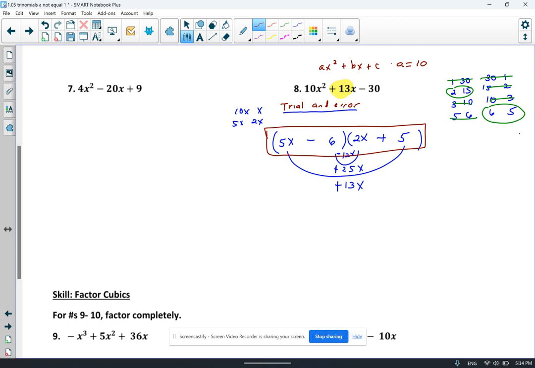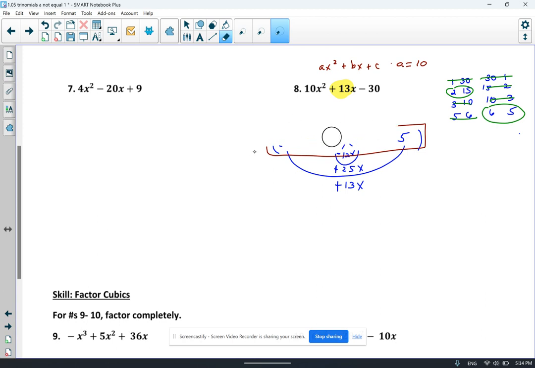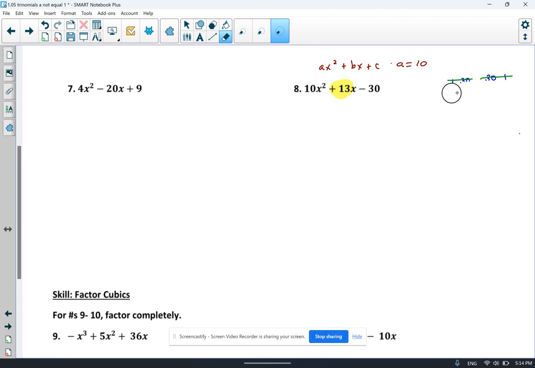The other technique that I'm going to do, and I'm going to erase this just so you can see, is the split the middle technique. Now, the split the middle technique is a routine, and some people don't like it because there's lots of steps to the routine. You may like it better later on after we do grouping, but it really does not matter to me which method you use. You use what works with you. But we're going to go over the split the middle.